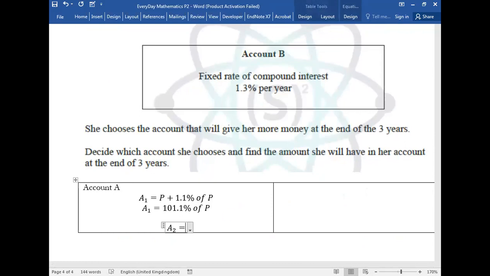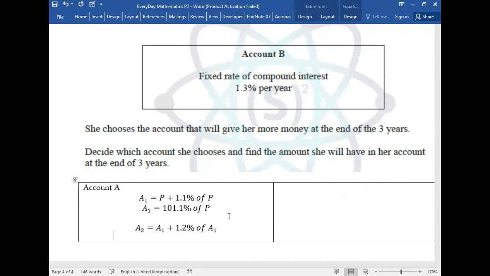Amount at the end of second year is amount at the end of first year plus 1.2% of it. Can we agree on this, or is it something that you haven't understood? हाँ तक क्लियर है नहीं है पहले बताओ. So this can be simplified to 101.2% of A1.